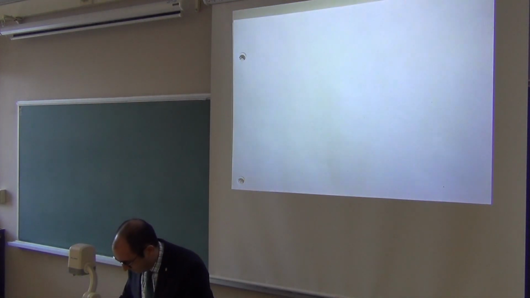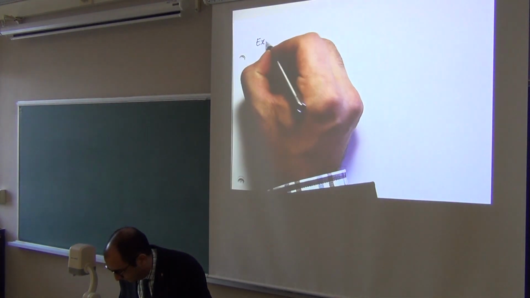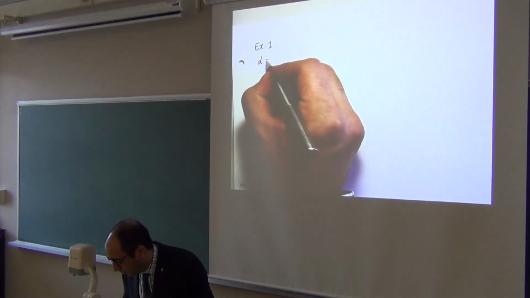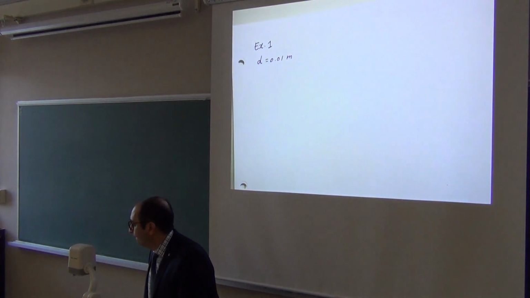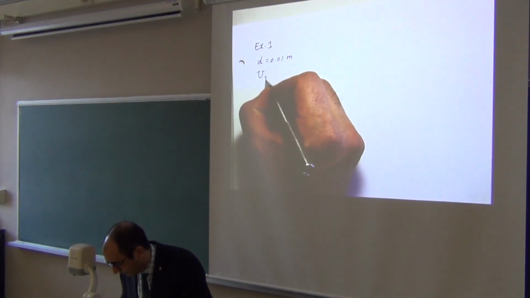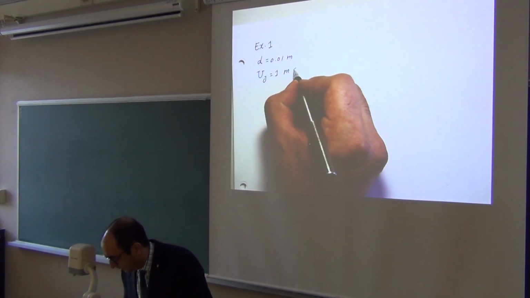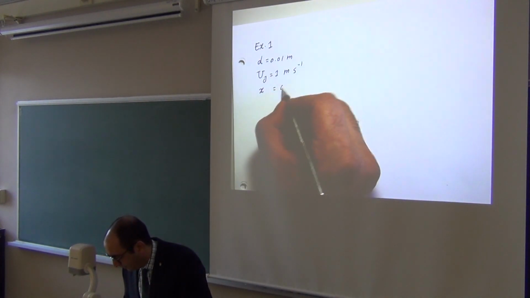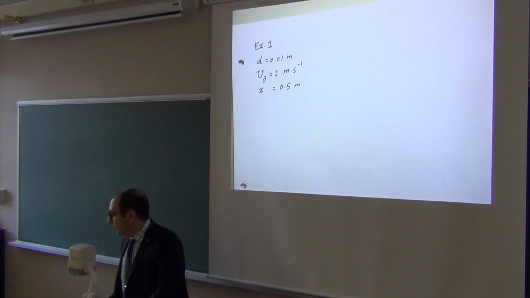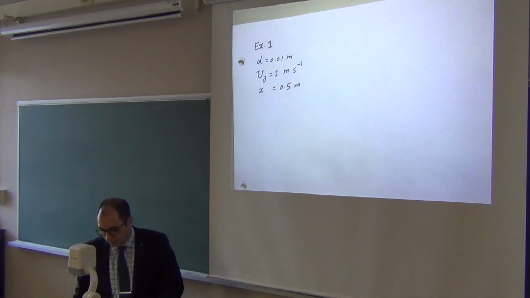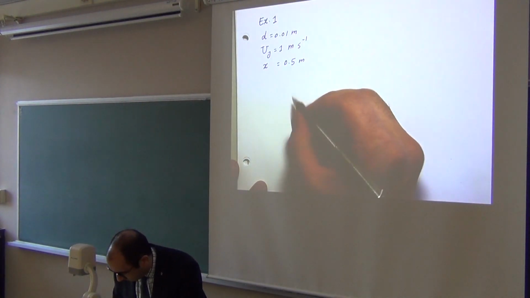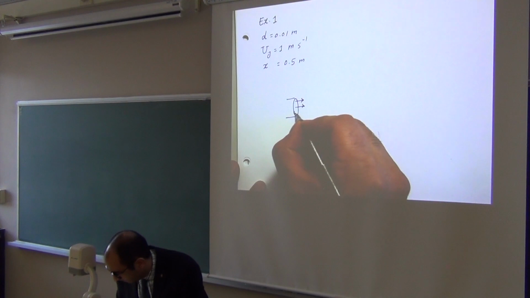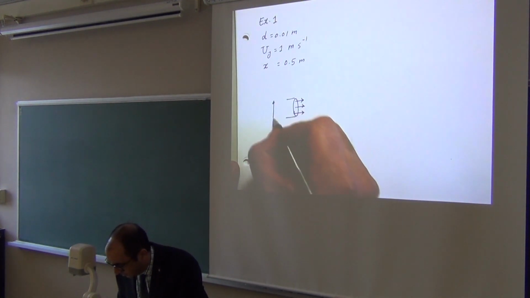So let's do that. Example 1. Jet diameter is 0.01 meter. Jet exit velocity is 1 meter per second. Axial distance is 0.5 meters. So that's the distance of interest. I want to analyze my jet. Let's draw a schematic. So here's my jet, diameter d.